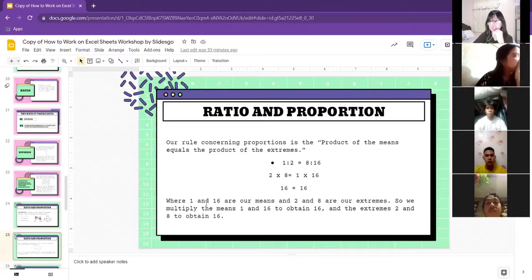So, in further explanation, where 1 and 16 are our means, and 2 and 8 are our extremes, we multiply the means 1 and 16 to obtain 16, and the extremes 2 and 8 to obtain 16.